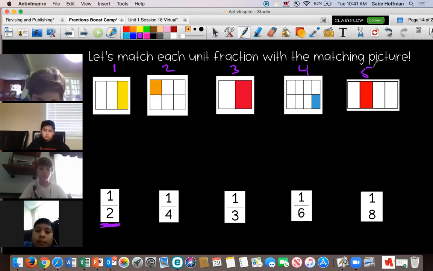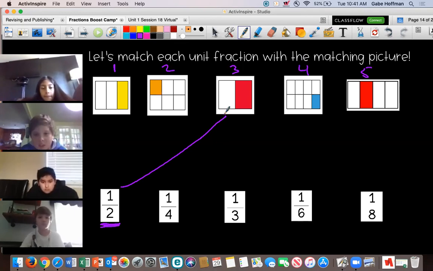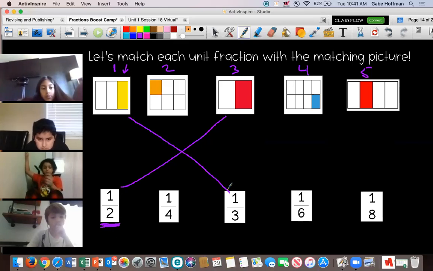Alejandro. Picture number 3. Okay, and I'm going to switch it up a little. Looking at picture number 1. What fraction is represented looking at picture number 1? Corbin. Third. 1/3. Good job.